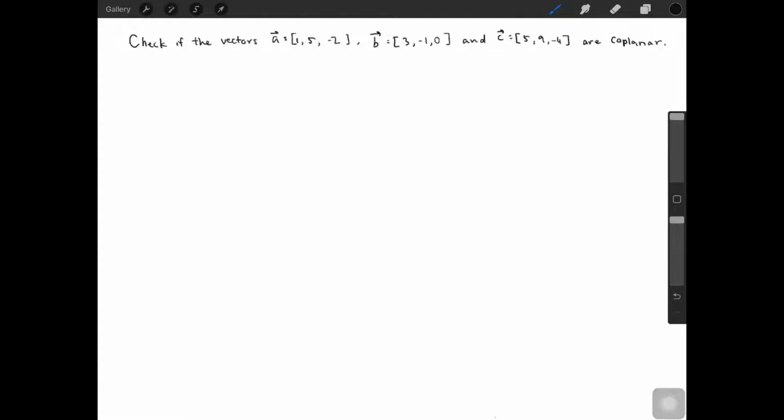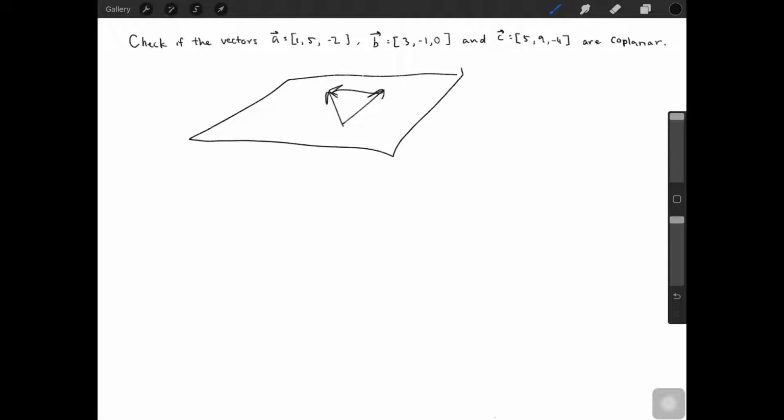Okay, so this is another video lesson, and in this video lesson, I'm going to tell you how to figure out if three vectors are coplanar. To understand vectors being coplanar, we can look at it as when two vectors are added together, the resultant vector, they're all coplanar. So they all lie on the same plane.